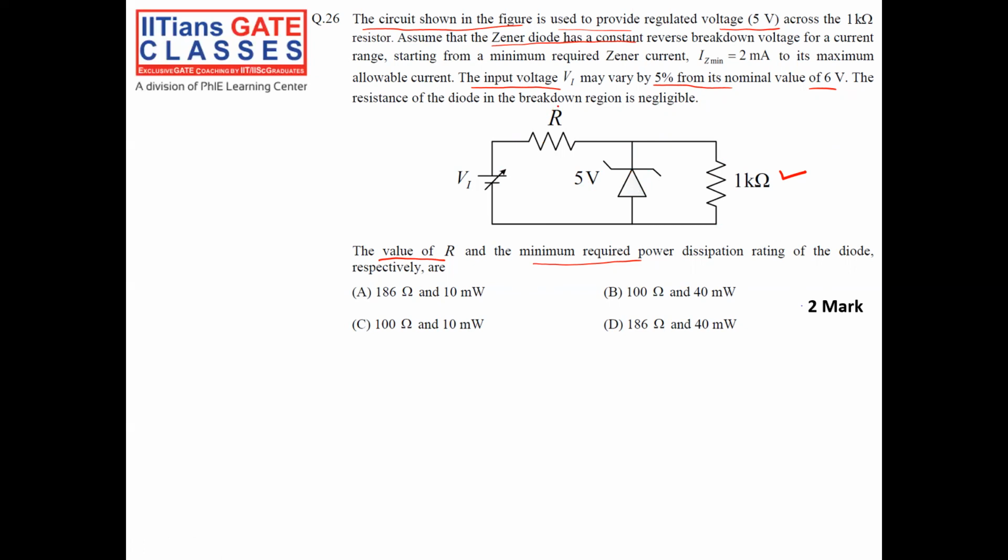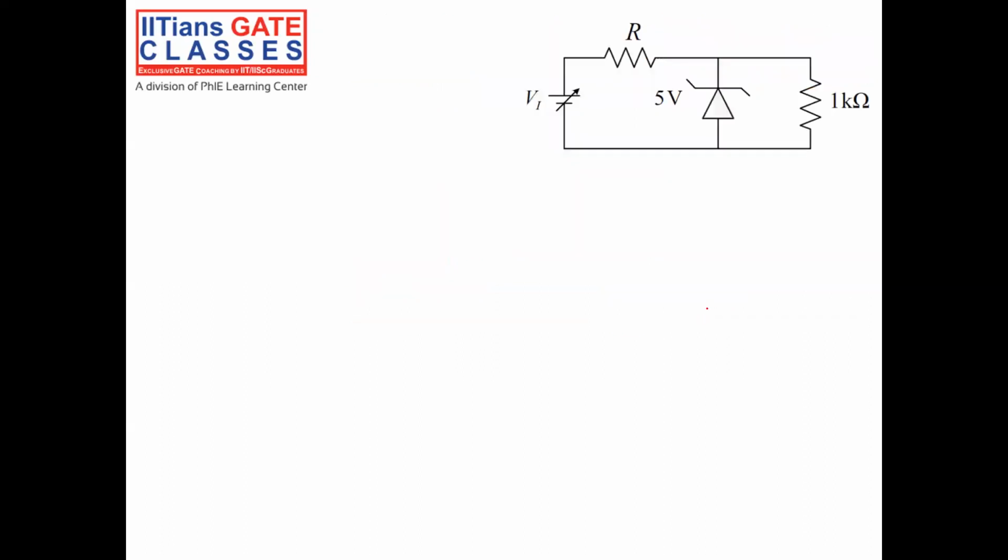Also, you have to find out what is the value of R, so that this zener will be operating as a voltage regulator when my input is varying by 5% from 6 volt. So when my input is varying, what is the value of R that will ensure that zener is regulated? That is the first condition. Second thing, you have to calculate the minimum required power dissipation rating of the diode. Okay, this is a very simple question.